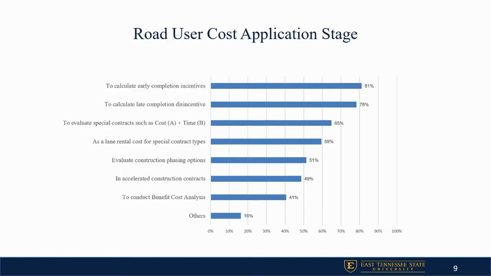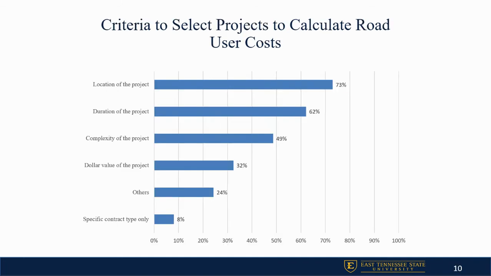In terms of the road users cost calculation, the majority of the respondents calculate road users cost during the bidding and contracting phase, and most state departments of transportation use the road users cost for early completion incentive and late completion disincentive, with further applications to evaluate special contracts. The location, duration, and complexity of the project were the top three factors in determining the inclusion of the road users cost.